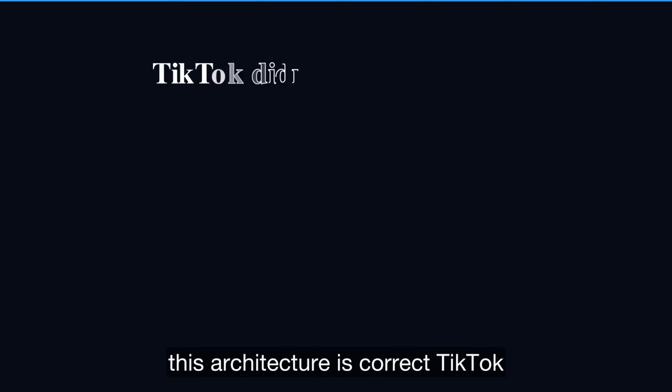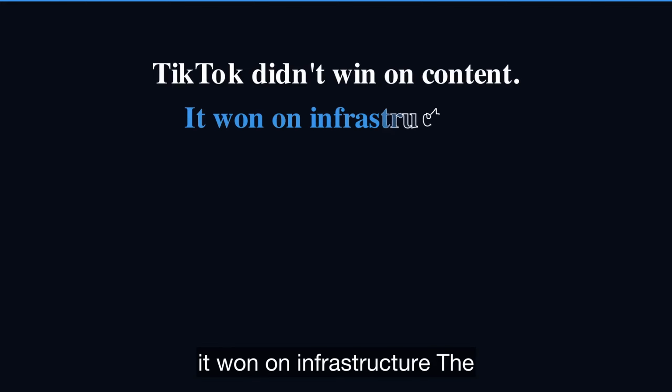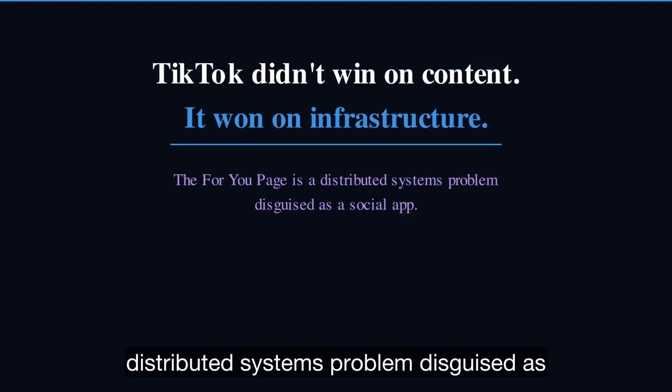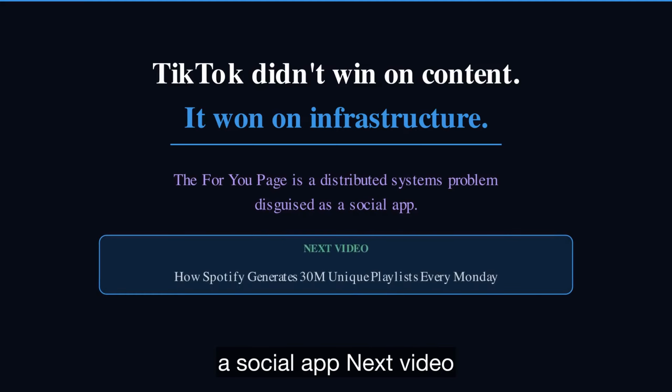Fourth, real-time feature freshness. Kafka plus Flink plus Redis deliver signal updates in under 50 milliseconds. Every major platform, YouTube, Netflix, Spotify, has independently converged on the same Cascade plus multitask pattern. That convergence is your signal that this architecture is correct. TikTok did not win on content, it won on infrastructure. The For You page is a distributed systems problem disguised as a social app.